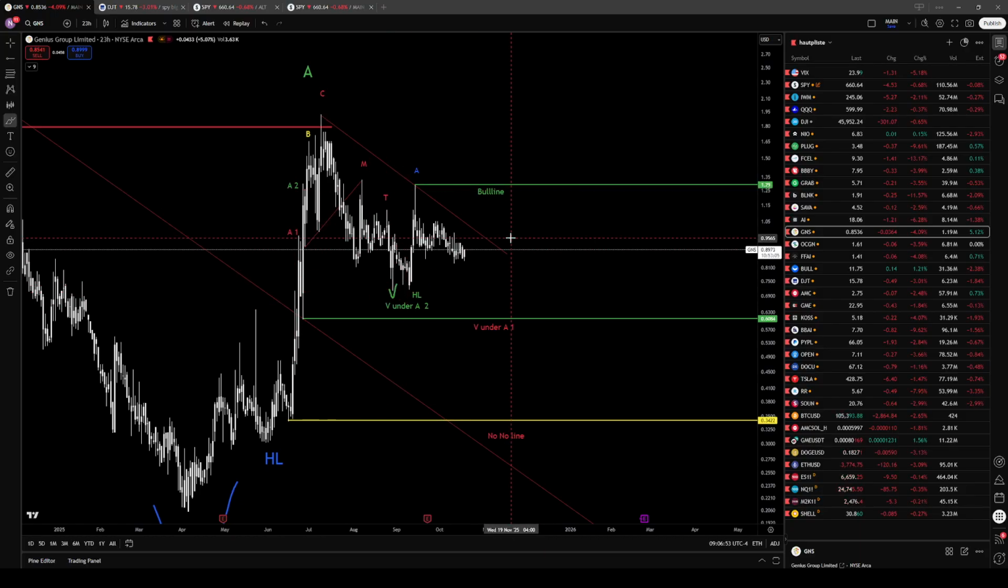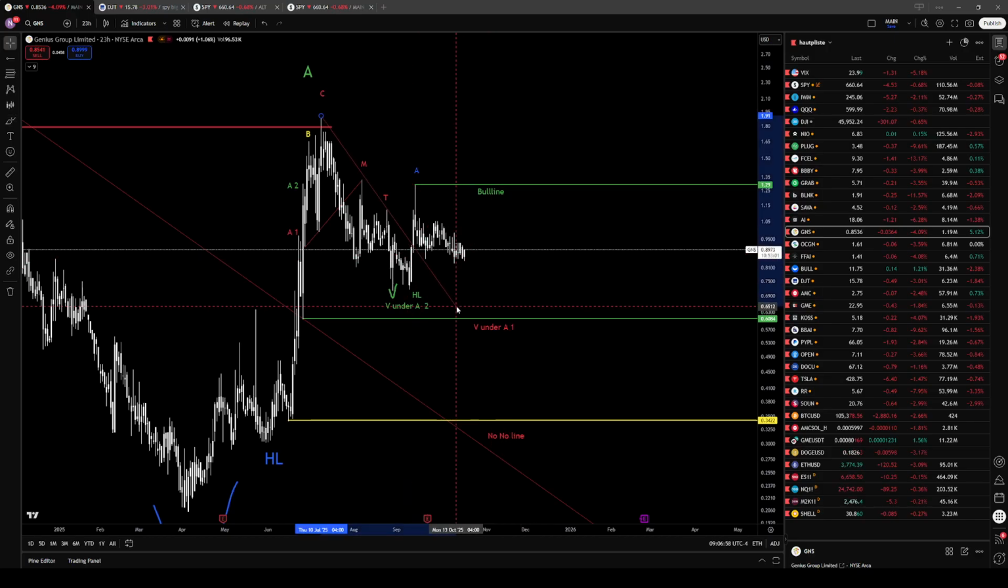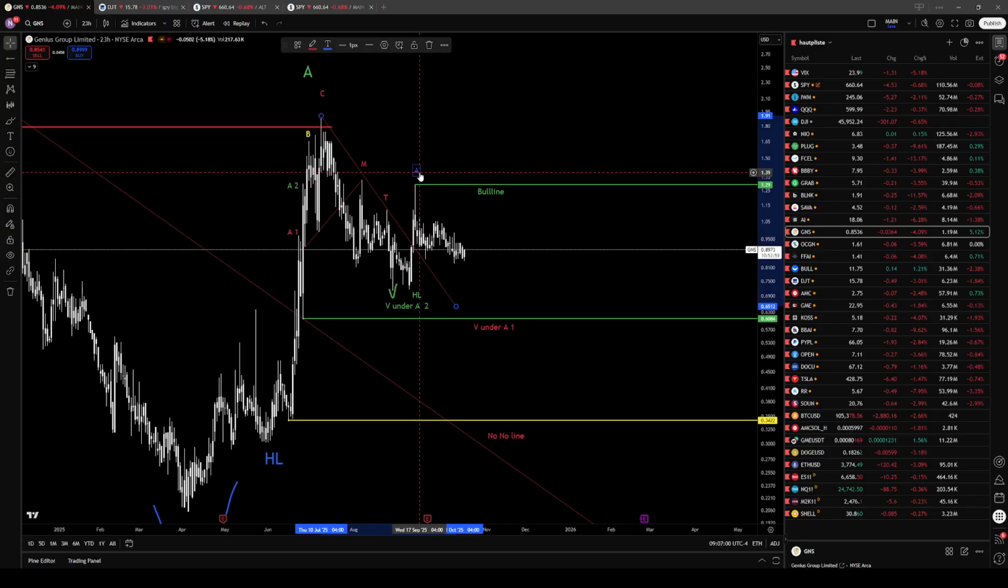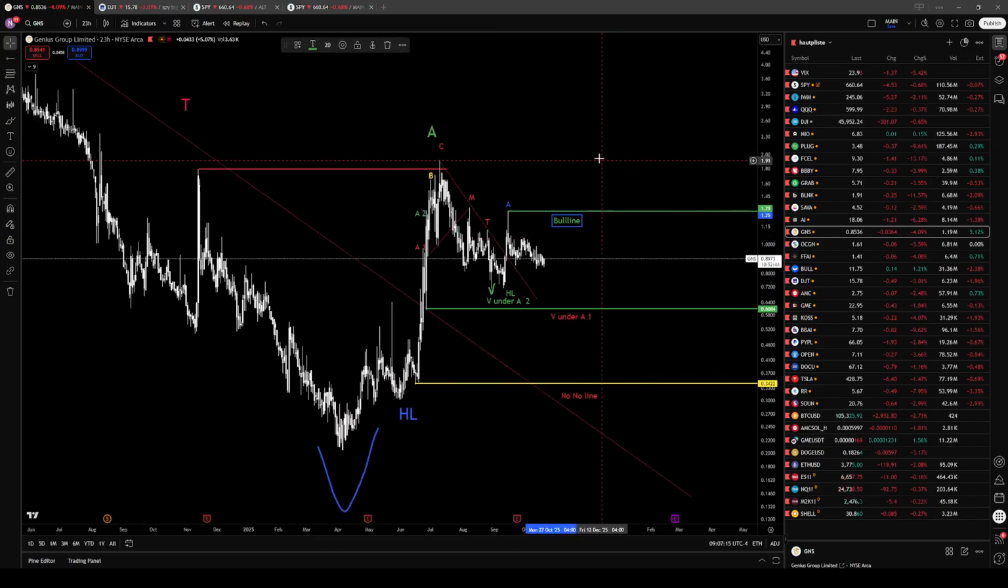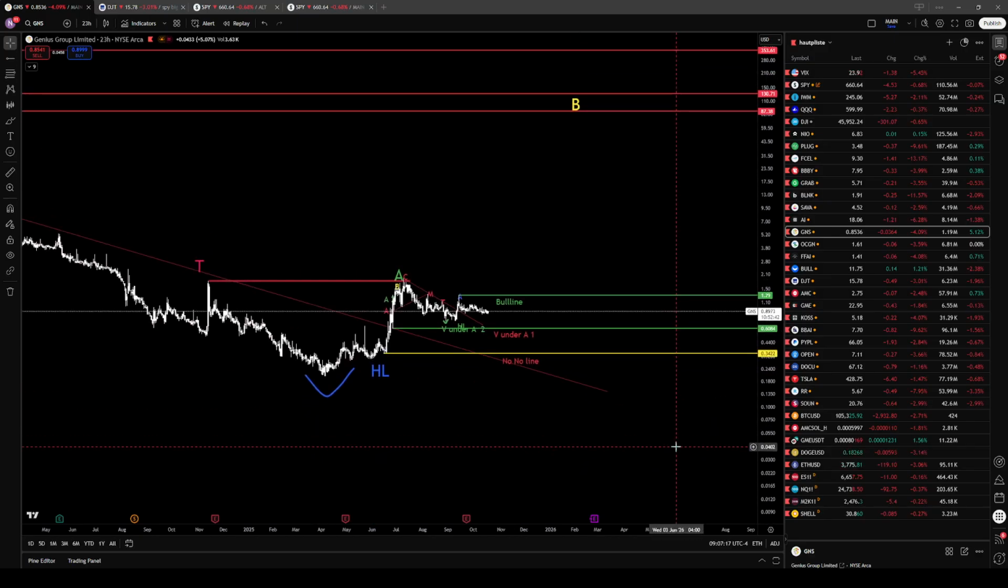High low, perfect. You already broke out. Did your little A peak. The A pullback should be finished. Bullish would be breaking bull line at 129, and your next target is your B at 80.